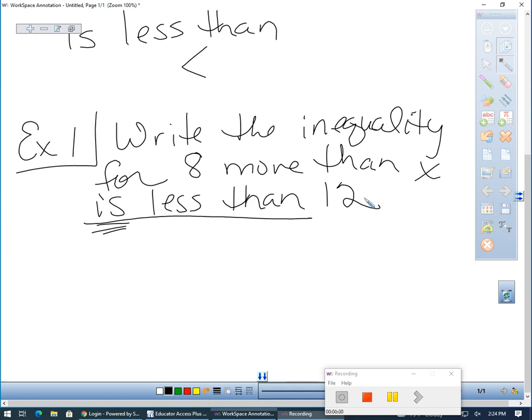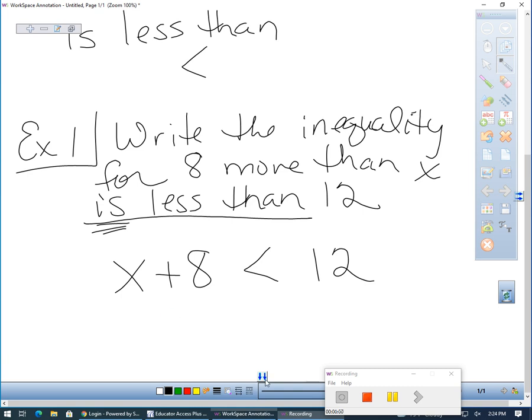So let's talk about the first part. It says 8 more than x. How do I write 8 more than x? x plus 8. Good. x plus 8. Awesome. Now where it says "is less than" is my inequality sign, and then 12. Okay? You have a couple of these to write today. Just a couple. No big deal, but I wanted to make sure. Okay? Has to have the word "is" for it to be an inequality sign.